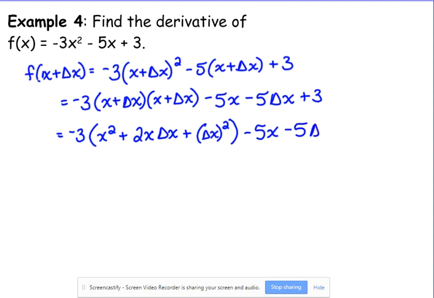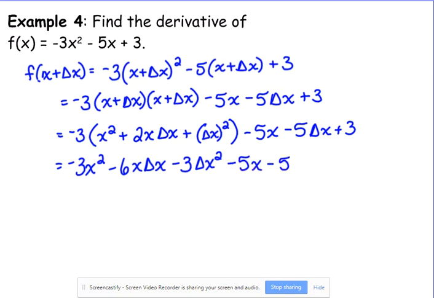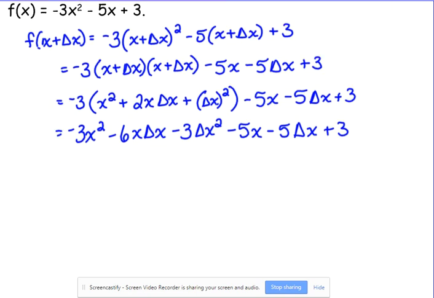Okay, nothing else has changed with the rest of our problem. Now we can distribute the negative 3: negative 3x squared minus 6x delta x minus 3 delta x squared, and you know what, I'm going to drop the parentheses because we really don't need them, minus 5x minus 5 delta x plus 3. Now, it'd be great at this point if we had something that were like terms, but nothing is exactly the same. So we've got to leave it in that form. So let's go to our limit definition now.